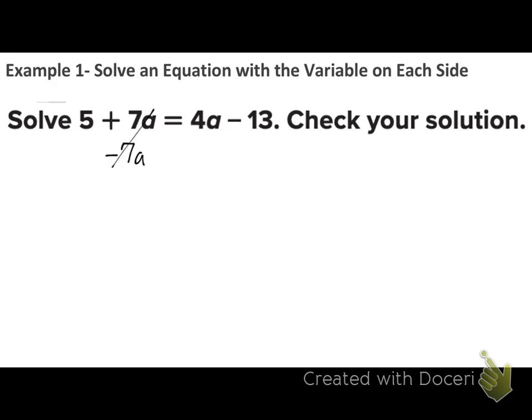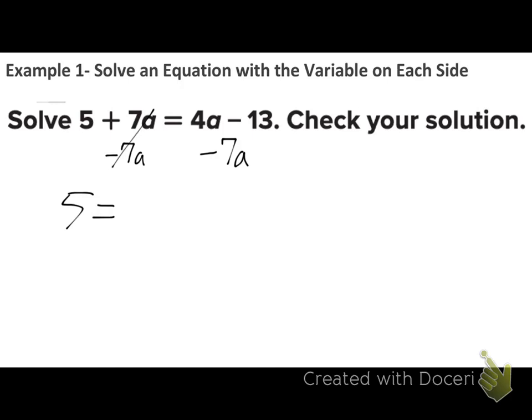That'll cancel out on the left side of the equation. Whatever I do to one side, I've got to do to the other. Everyone okay with that concept? I'm still keeping my equations equivalent by doing the same thing to both sides. On the left side, what do I have left over after the 7a's cancel? 5.